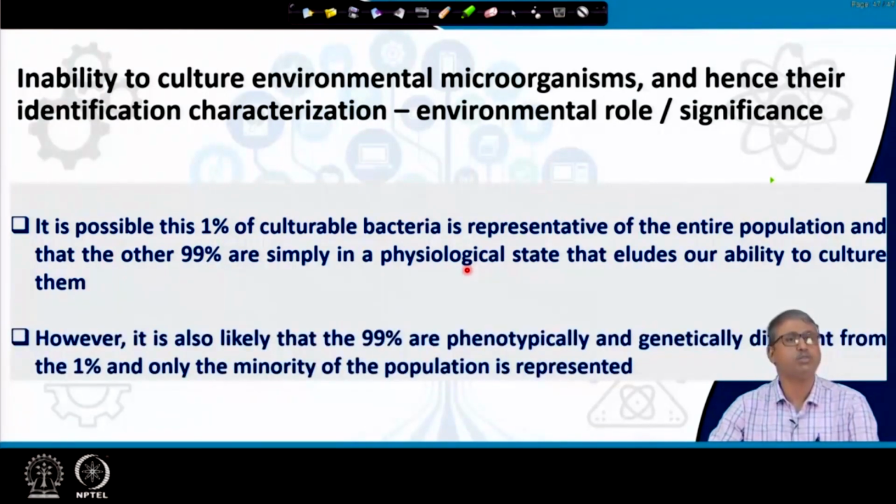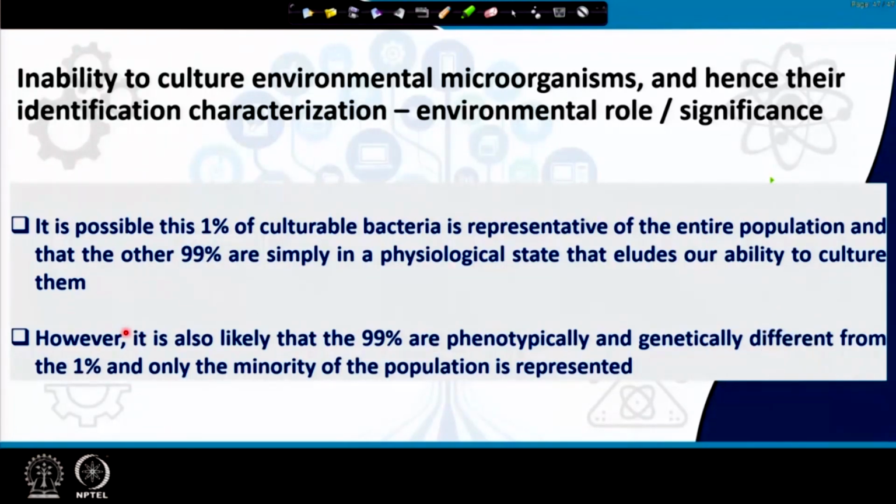But at the same time, it could also be possible that the 99% of the cells are phenotypically and genetically different from the 1%, and only the minority of the population is represented. In most cases, in later studies using different environmental genomics tools, and we will talk about that, it is found that the second one is more true.